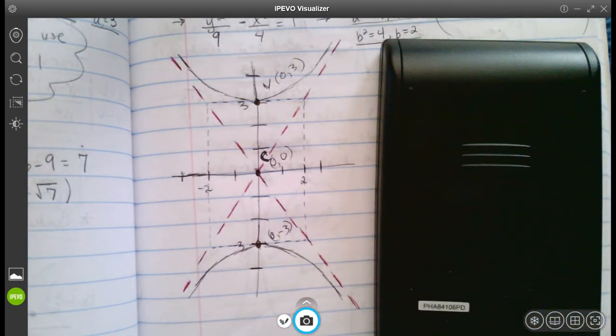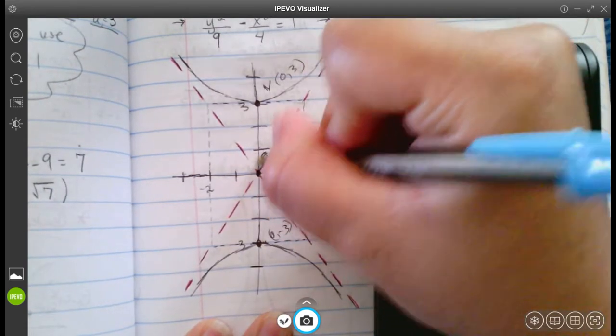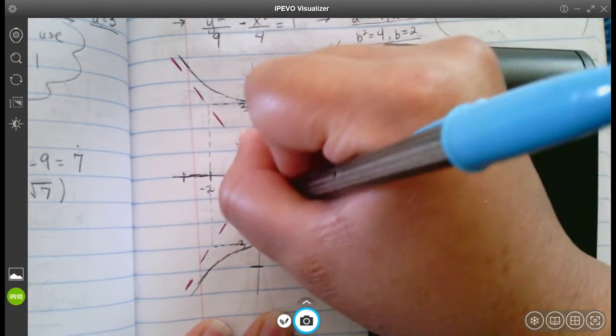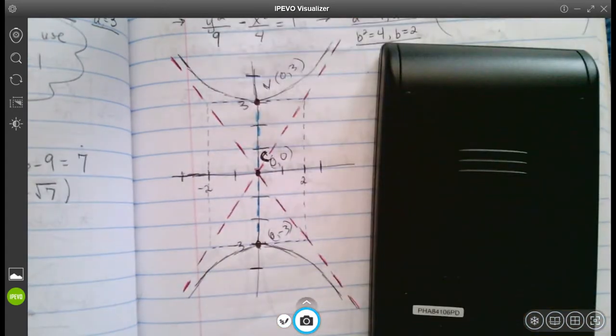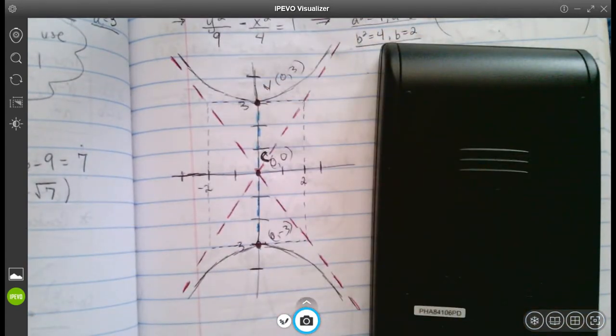Again, this part right here is what we would call our transverse axis. I'm going to do it in blue. This is the a value from this piece. This is a, this is a, a total of 2a. So where does b come into play?